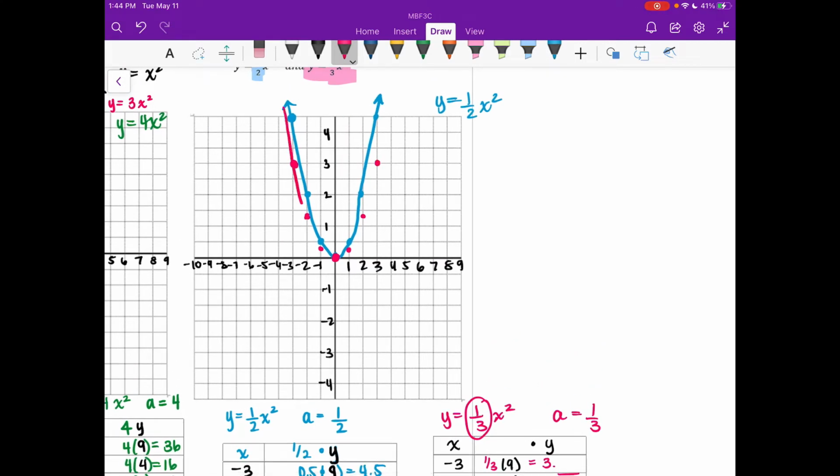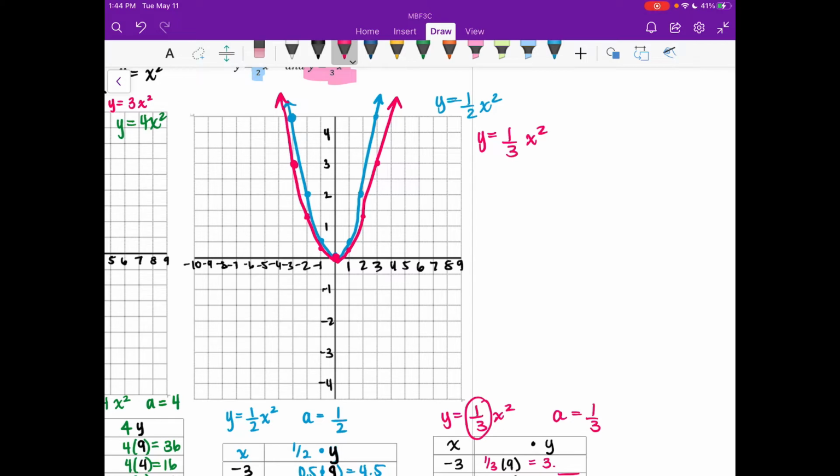And it'll look something like this. So that's going to be y equals 1 over 3 x squared. Notice how because it's a fraction, it's a little bit wider, right? It's because the denominator is bigger, so the stretch is a little bit bigger for when the fraction is smaller.